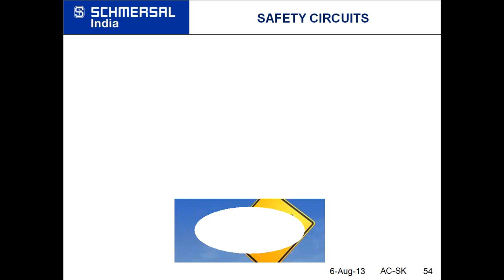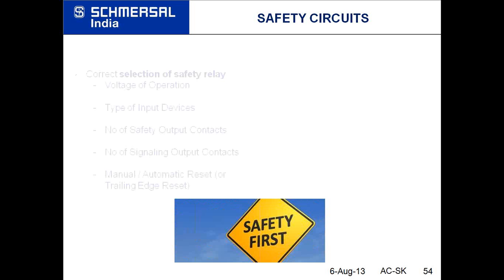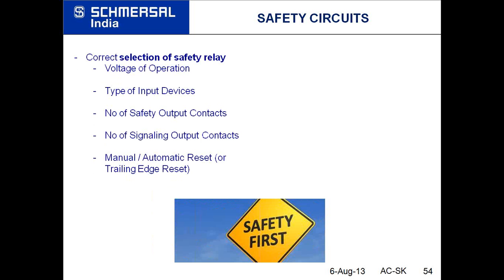So some of the requirements of safety circuit is correct selection of the safety relay: what is the voltage of operation, what is the type of input device, whether it is an emergency stop, a door guard switch, a safety light curtain, how many safety output contacts you need, how many signaling output contacts you need, whether you need a manual or an automatic reset or reset with a trailing edge. So these are the few requirements which you should take care in selection of the safety relay.